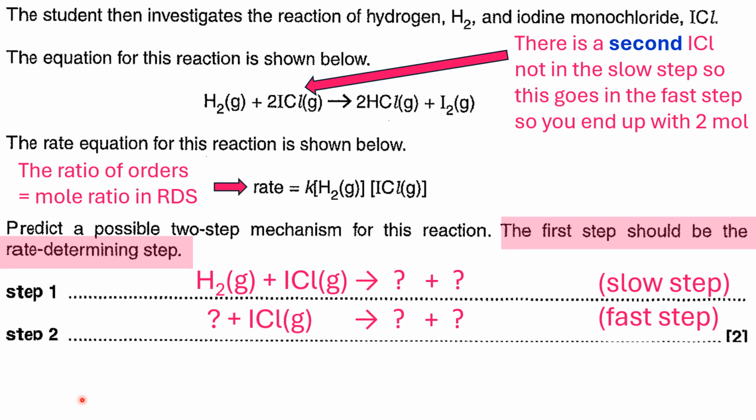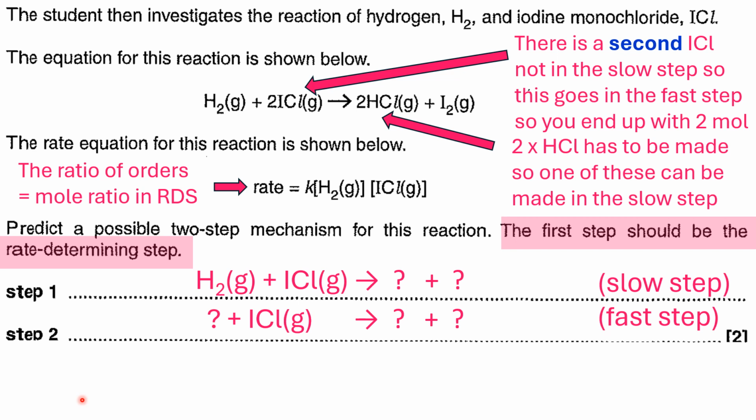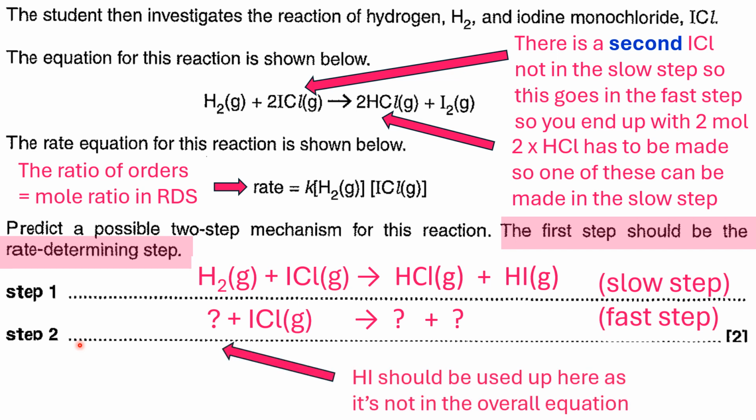In the overall equation, you can see that you need to make some HCl. One of those can be formed because you only have 1 Cl in the slow step, but you have 2 H's. So one of those H's and that Cl can make an HCl. And think about what you'd have left behind. You'd have a hydrogen iodide. The hydrogen iodide should be used up because it doesn't appear anywhere in the overall equation.